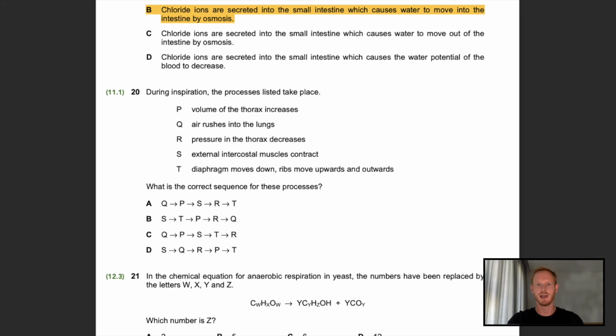So firstly, the external intercostal muscles contract, which causes the ribs to move upwards and outwards, and at the same time the diaphragm moves down. This increases the volume of the thoracic cavity, or thorax, which decreases pressure in the thorax, causing air to rush into the lungs. So we have S, T, P, R, and Q. So the correct answer is B.